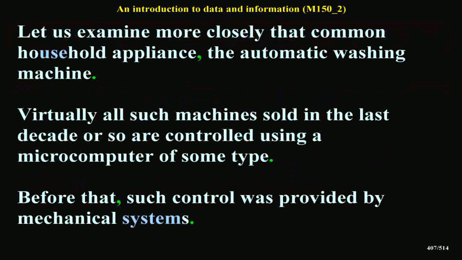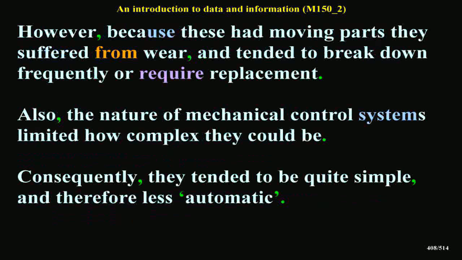Let us examine more closely that common household appliance, the automatic washing machine. Virtually all such machines sold in the last decade or so are controlled using a microcomputer of some type. Before that, such control was provided by mechanical systems. However, because these had moving parts, they suffered from wear and tended to break down frequently or require replacement. Also, the nature of mechanical control systems limited how complex they could be. Consequently, they tended to be quite simple, and therefore less automatic.